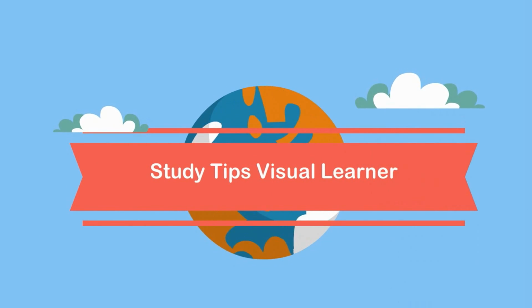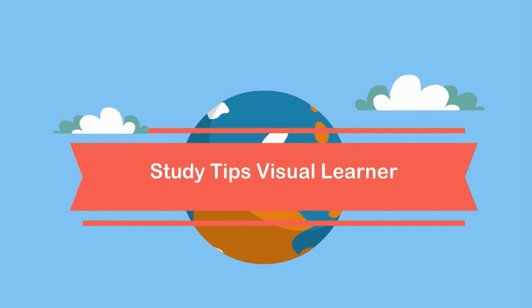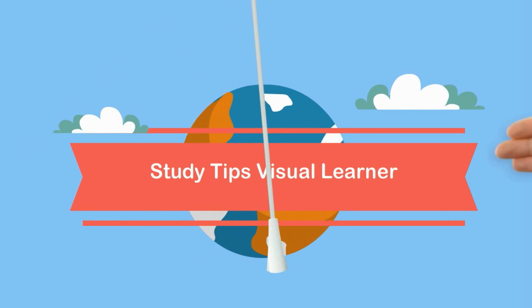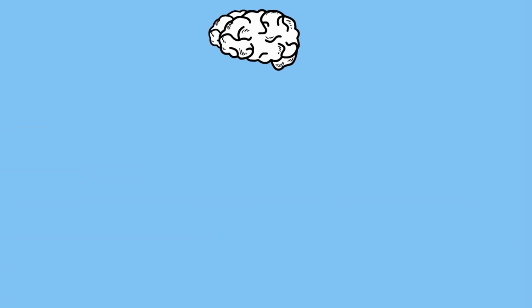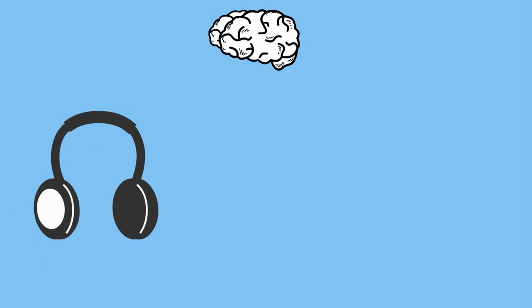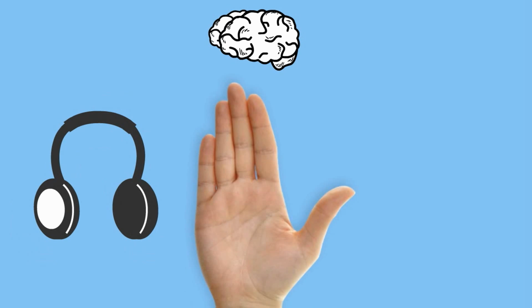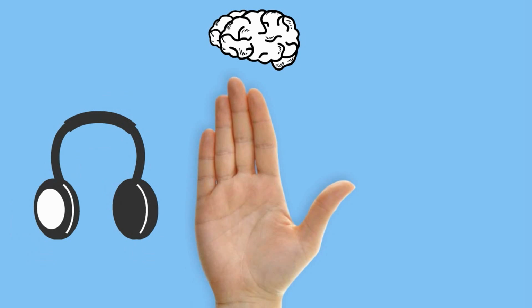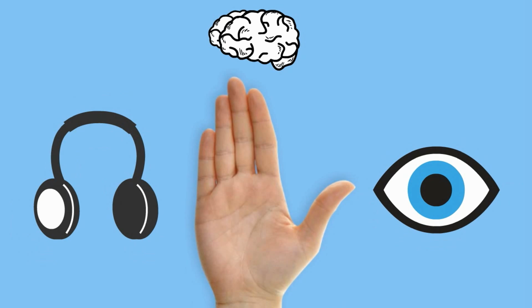In this video, I'd like to give some study tips to help visual learners. We all learn in different ways. Some folks like to listen to what they are learning. Others have to touch or grasp what they are learning. And visual learners like to see what they are learning.